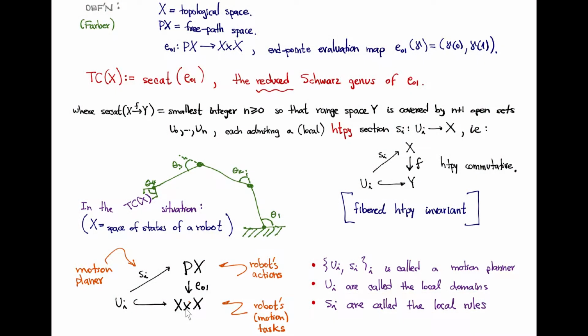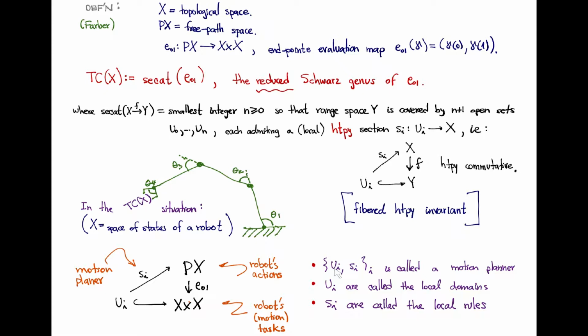And the idea, of course, is that the Cartesian product X times X is thought of as being the space of the motion tasks of the robot. Then the space of paths will be the actions that the robot has to perform, and specifying a motion planner would just be a rule that assigns to each task an action of the robot, so that when the robot applies this action, it solves this motion task.